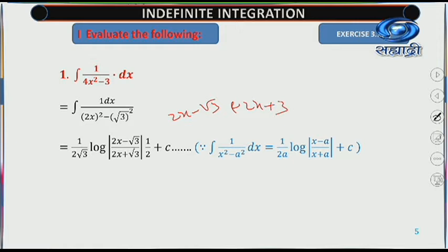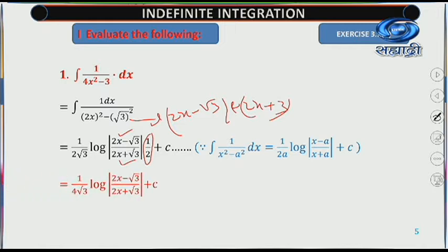Whatever the factors of this denominator are, you have to write the factor with the negative sign in the numerator and with the positive sign in the denominator, and the coefficient of x you have to multiply by half. That is the corollary we have studied, and we are using it. So you will get 1 upon 2 root 3 log (2x minus root 3) upon (2x plus root 3), into half, plus constant of integration, by using the formula.